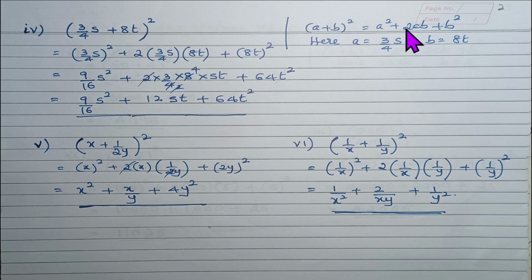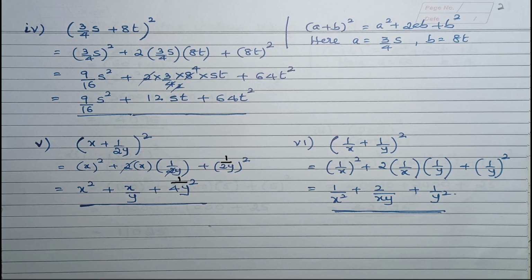Now coming to the next example, (3 by 4s plus 8t) whole squared. Again (a plus b) whole squared, a squared plus 2ab plus b squared. a is 3 by 4s and b is 8t here. So putting the values in the RHS, we get a squared, (3 by 4s) whole squared, plus 2 times ab, that is 3 by 4s into 8t, plus (8t) whole squared, that is b squared. Then 3 squared is 9, 4 squared is 16, s squared, and here multiply the coefficients: 2 into 3 by 4 into 8, s into t, and 8 squared is 64t squared. 2 fours are 8, 4 threes are 12, 12st here. 9 by 16 s squared plus 12st plus 64t squared is the answer.